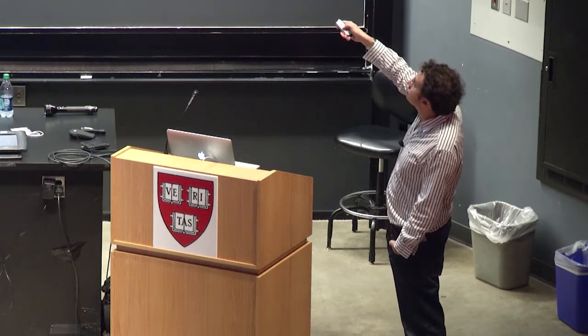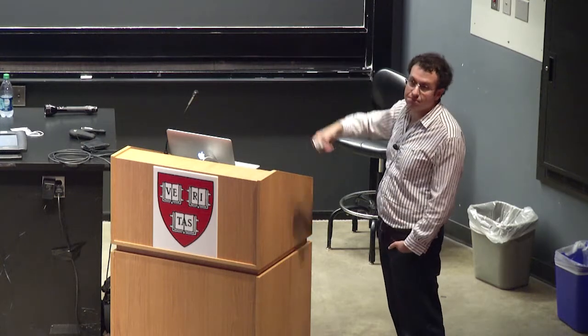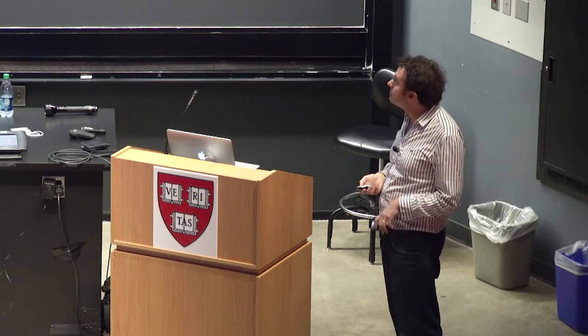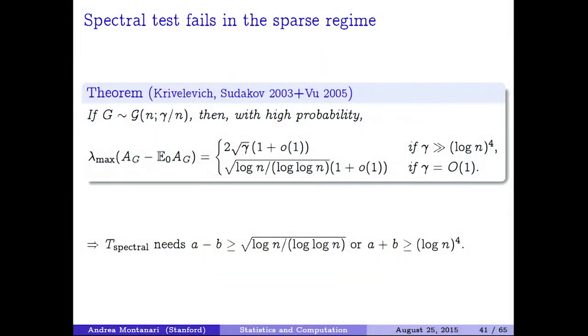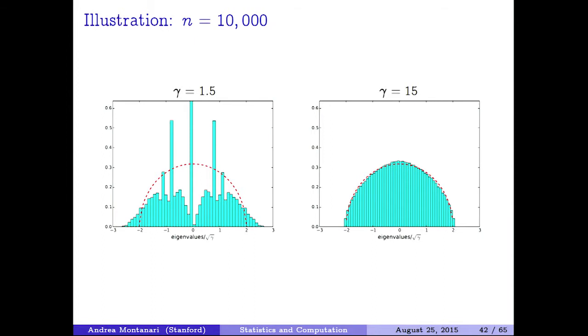If the degree is large enough, instead the Wigner heuristics come in. The largest eigenvalue is 2 square root of gamma, the average degree. This implies in particular that the spectral method will not work if the degree is bounded. This is an illustration. With large degree, you follow the semicircle law very well. With small degree, you don't follow it at all, and actually you have Lifshitz tails that extend to infinity.